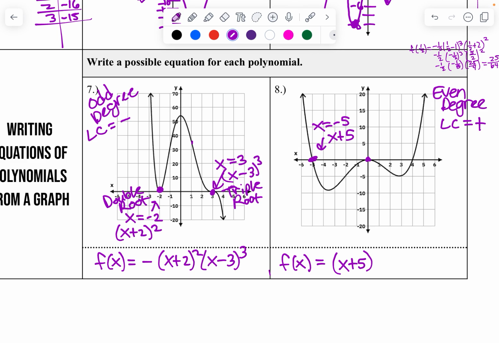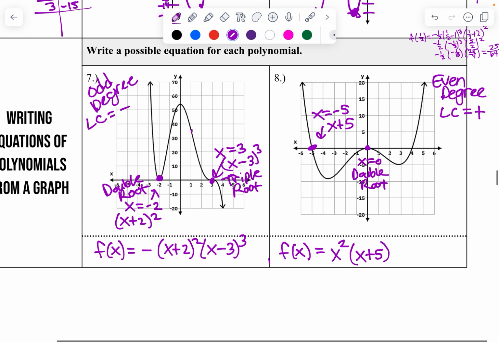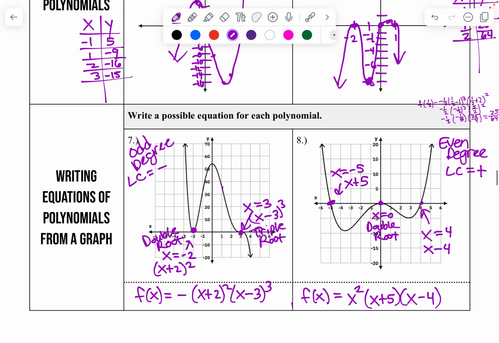Here at 0, 0, we're touching, and it's a double root, so I'm going to need x to be squared. Slide this over a little. We like the monomial factors to be in the front, just so they don't get lost in the mix. And then we've got another one here at 4. And again, it's traveling straight through, so it's a single root, and the factor must have been x minus 4. So write a possible equation. That's a possible equation. F of x equals some positive leading coefficient times x squared times x plus 5 times x minus 4. So there's your recap of polynomials.